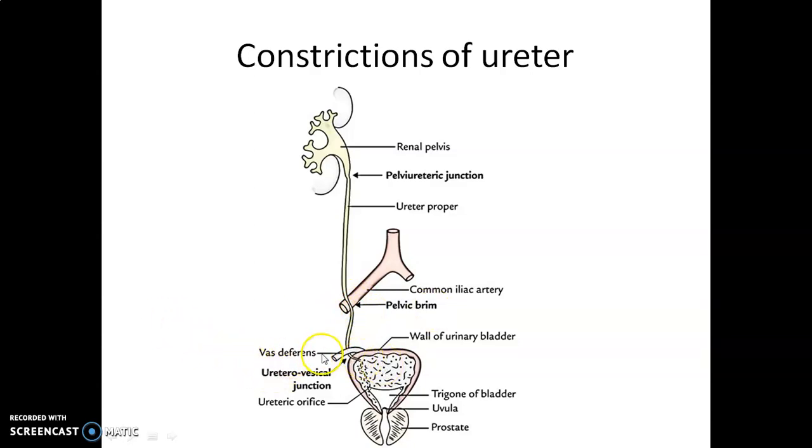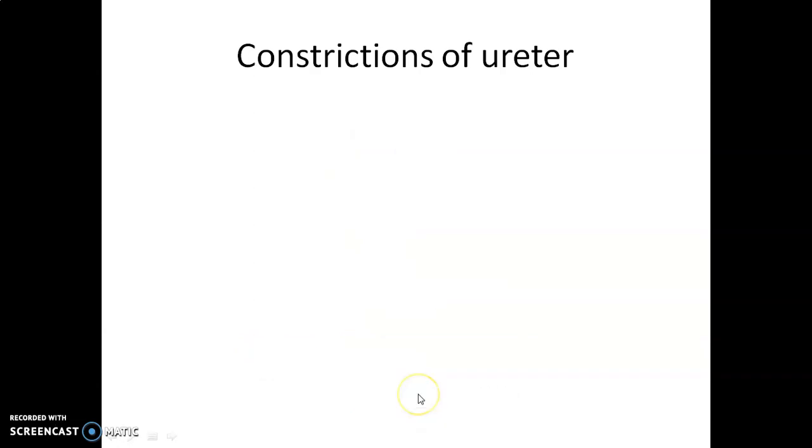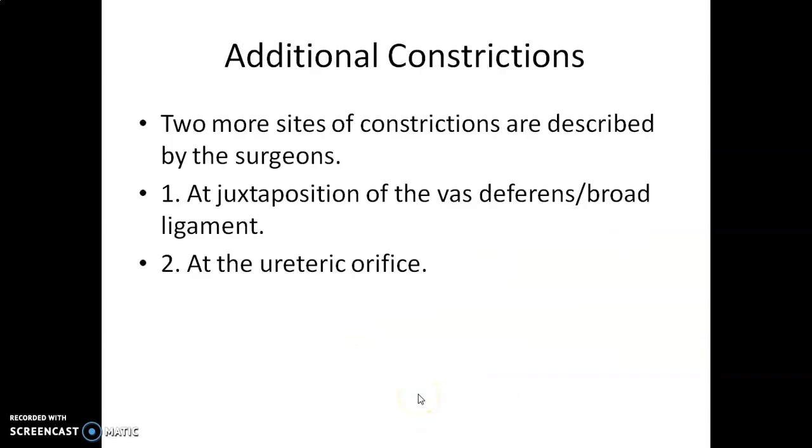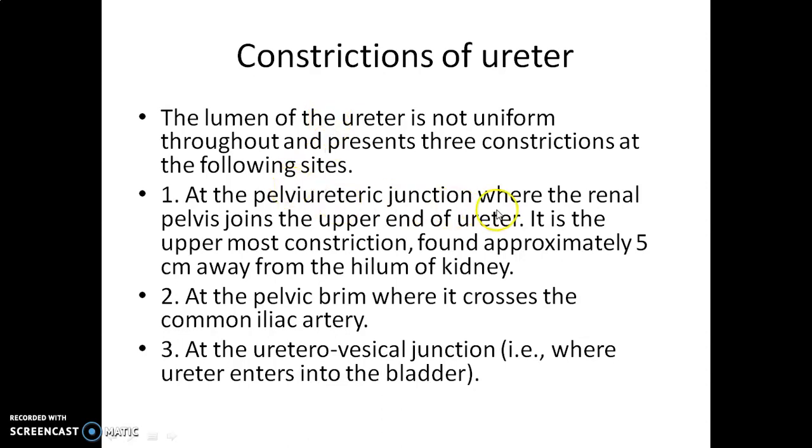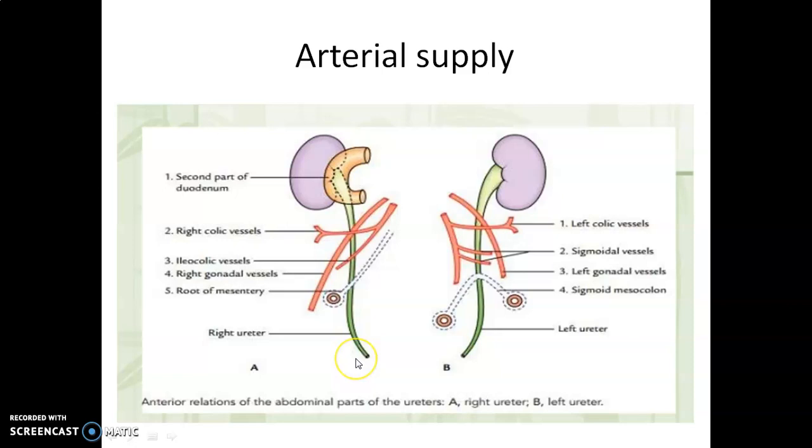The additional constrictions told by the surgeon are at the level of crossing of the vas deferens, and at the level of the ureteric orifice in the trigone of the bladder. Those are the additional constrictions. Okay, please remember these three constrictions, it's important: the pelvic ureteric junction, the pelvic brim, and the vesico-ureteric junction.